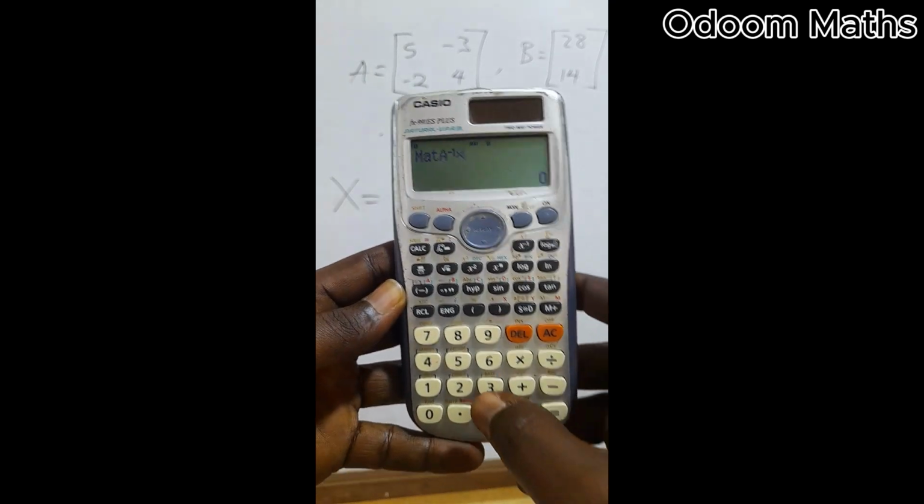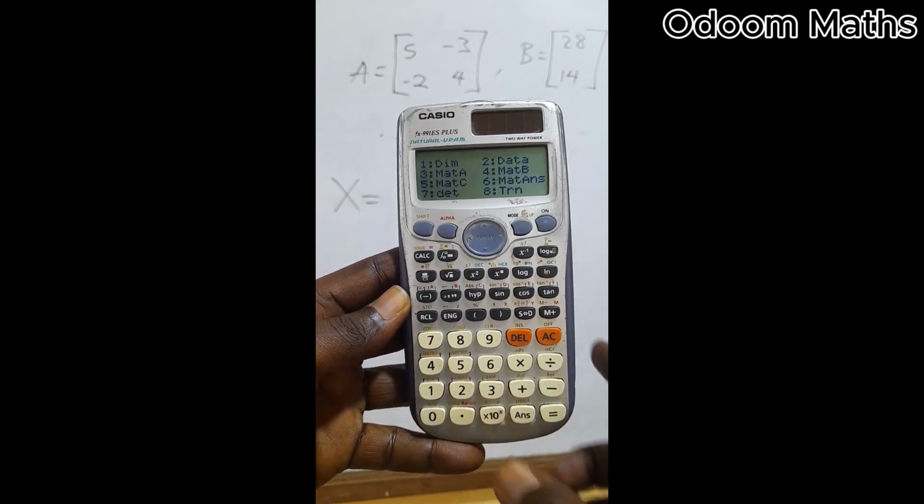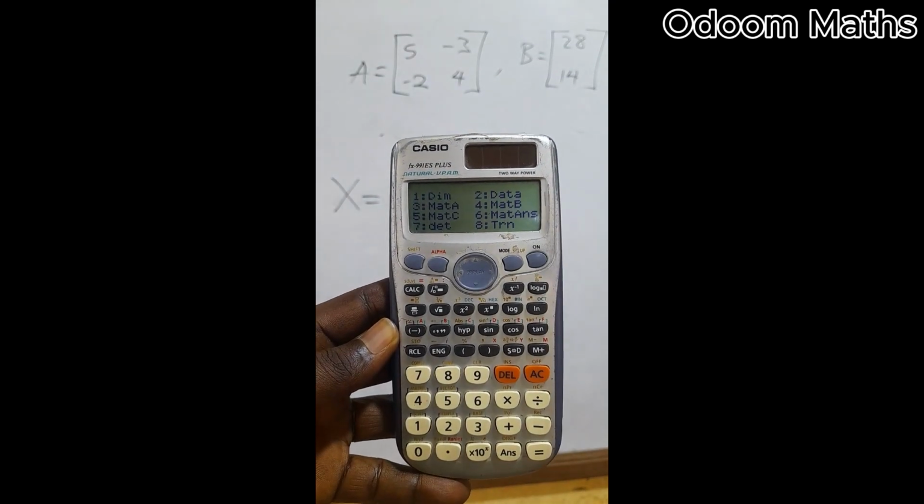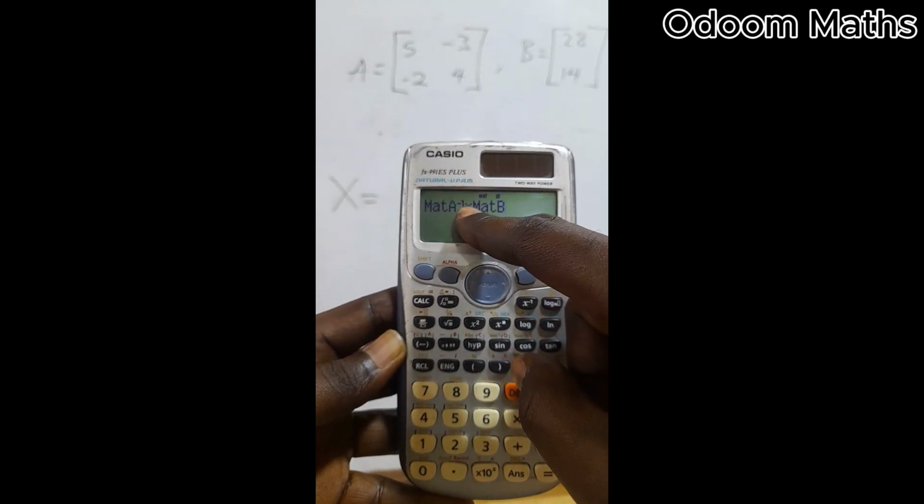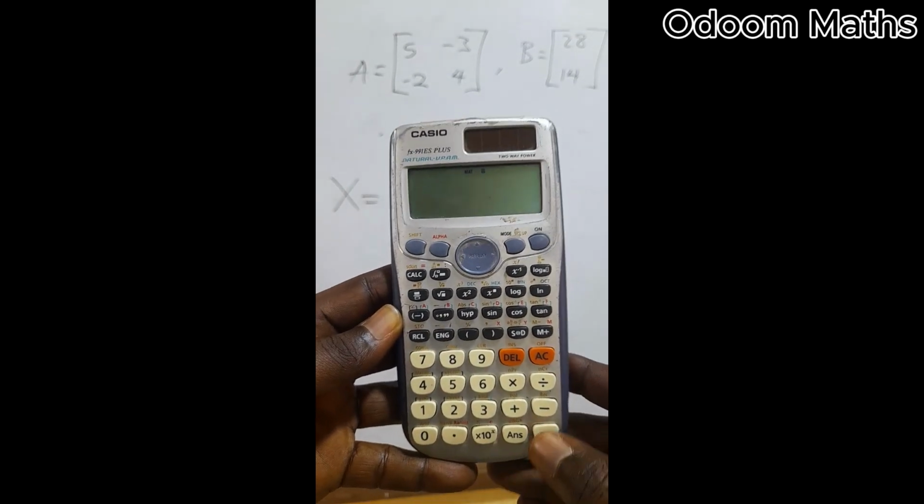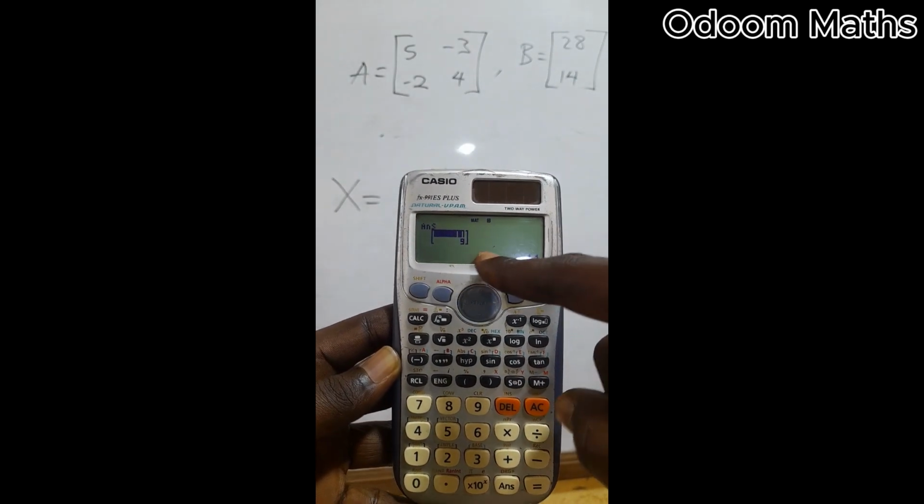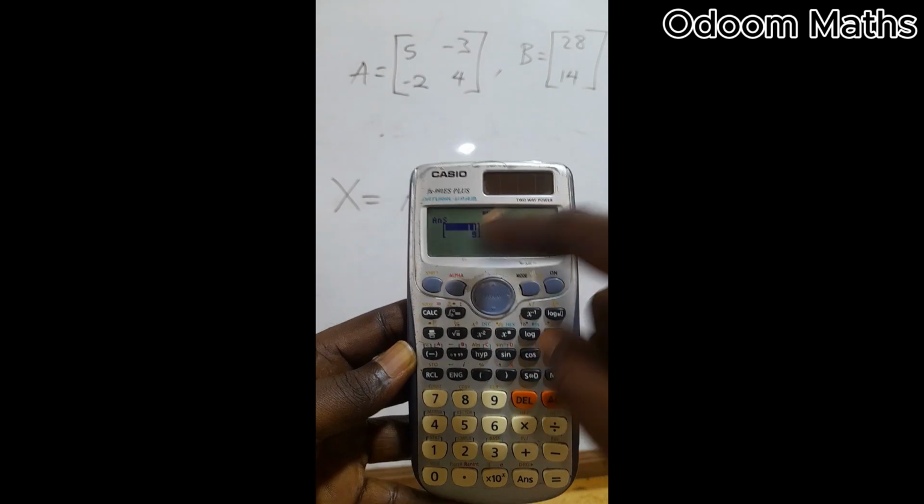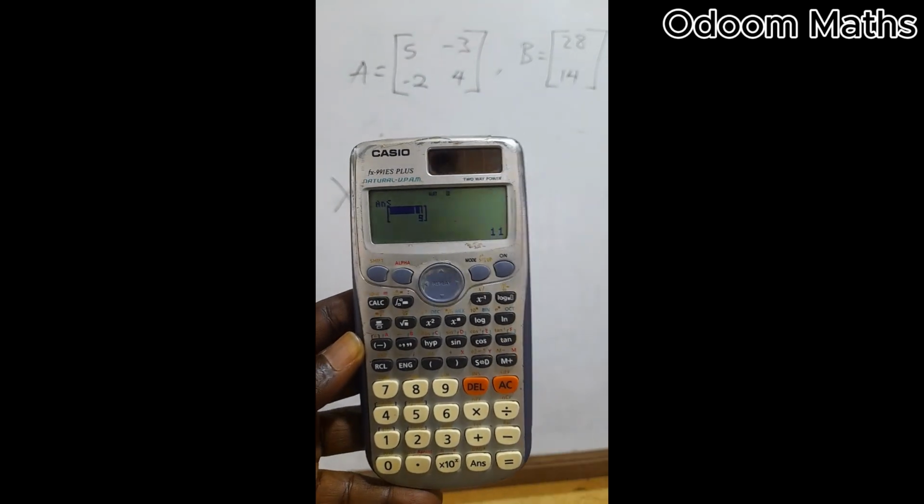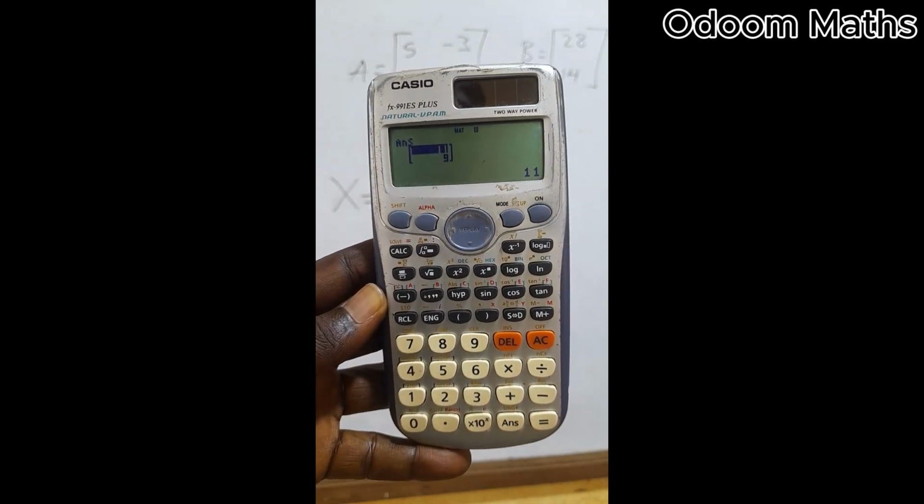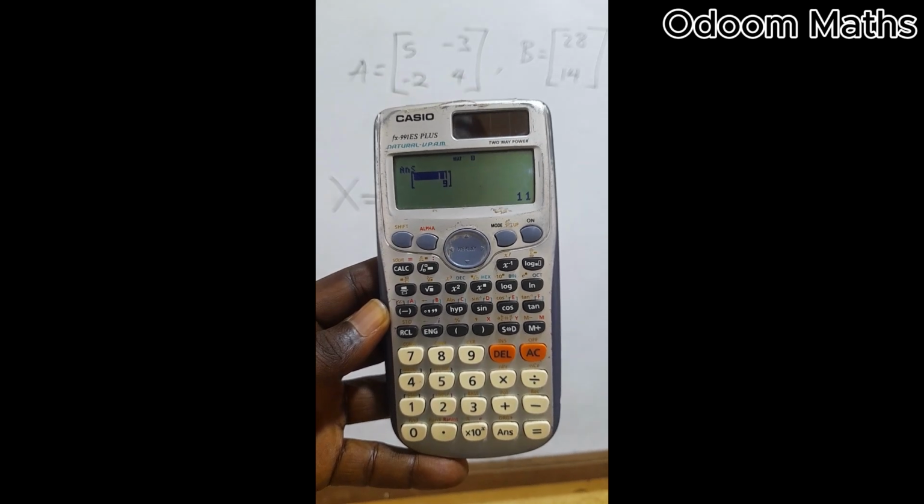So times the matrix B. So Shift, matrix. Then matrix B is number 4. So we press 4. So we have matrix A inverse times matrix B. Then we press the equal to sign. And we are seeing that for the x component, it is 11. And then for the y component, it is 9. This is what we had for the first example that we did.